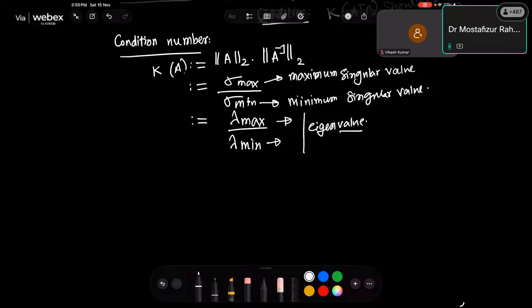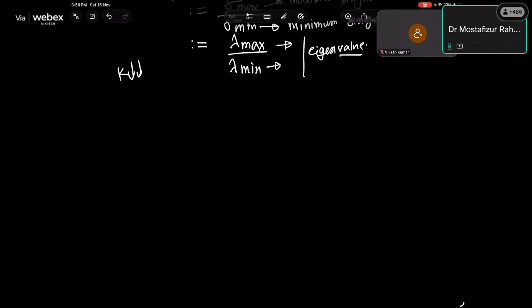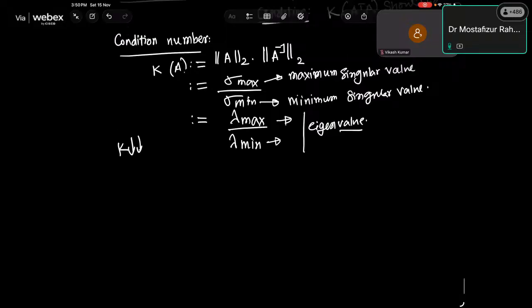So if K is less, then at least less than 4,000 or 3,000, there are some numbers, right? If it is less, then the health of the matrix is good. If the deviation between lambda max and lambda min is much, then the condition number is ill, or the system is ill-conditioned. Let me give an example, right?